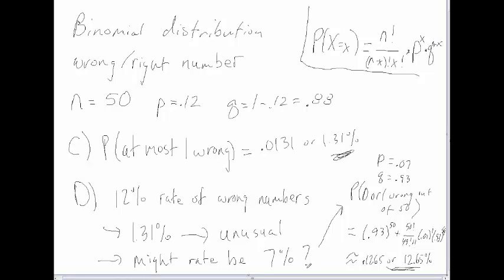So, assuming a lower rate, getting 1 or none wrong, at most 1 wrong, isn't so unusual. So maybe, in fact, the rate of 12% isn't correct. Maybe the rate is actually lower, which is why we got so few wrong in our sample of 50. Is it 7%? Is it 8%? Is it 9%? Who knows? But it doesn't seem that 12% is accurate. Okay, the real rate isn't 1.3%. That's just the probability of getting at most 1 wrong out of 50, assuming a 12% incorrect rate. But since it's an unusual event, it appears as if maybe, in fact, the rate of wrong numbers is lower.